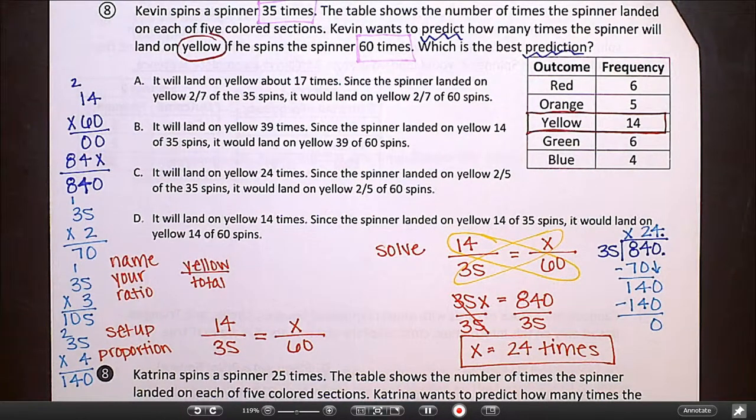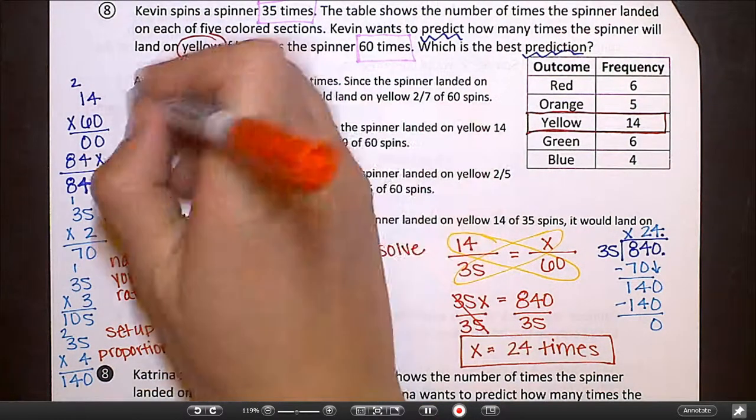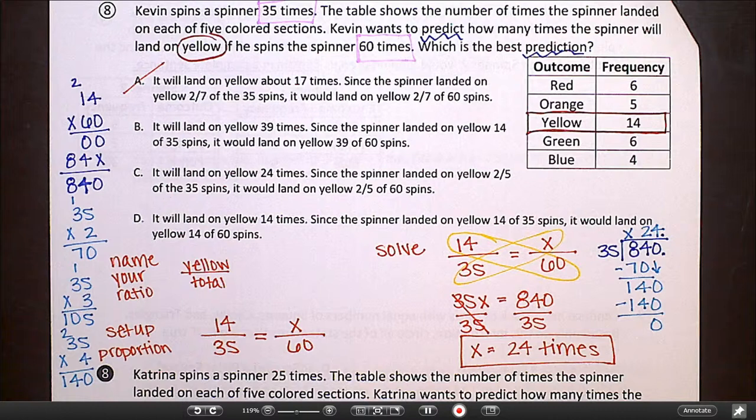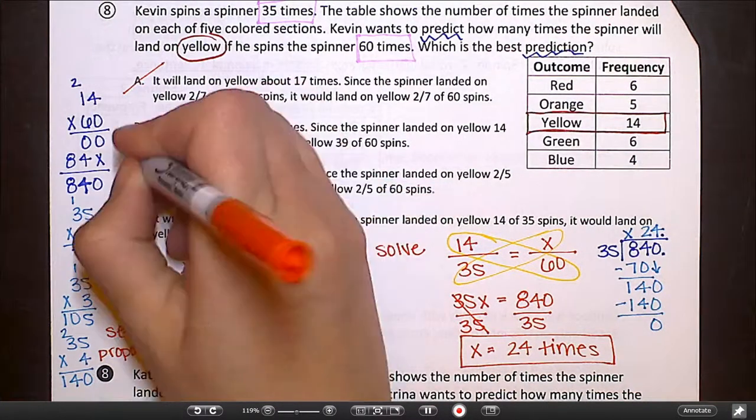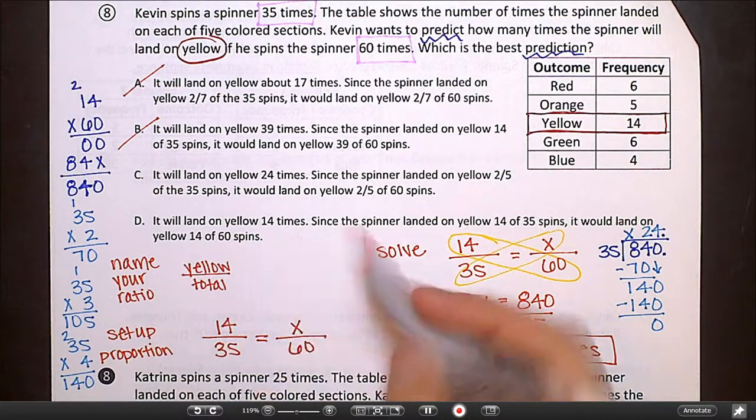So I've worked this out, but yet I still have to choose an answer. So it will land on yellow about 17 times. Nope. It will land on yellow 39 times. Nope. It will land on yellow 24 times. Okay, let's leave that one. It will land on yellow 14 times. No.